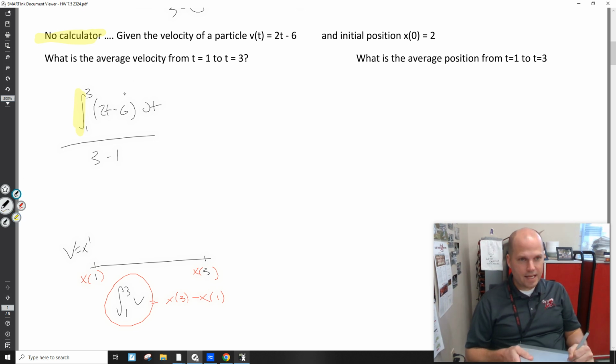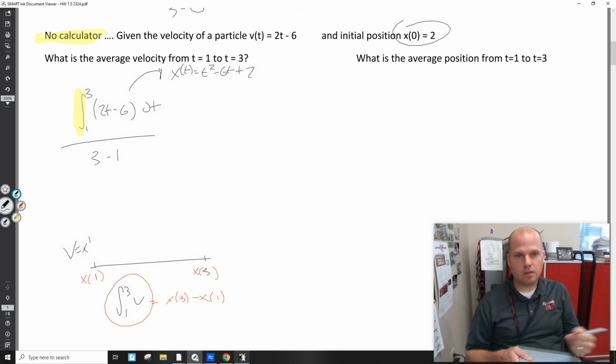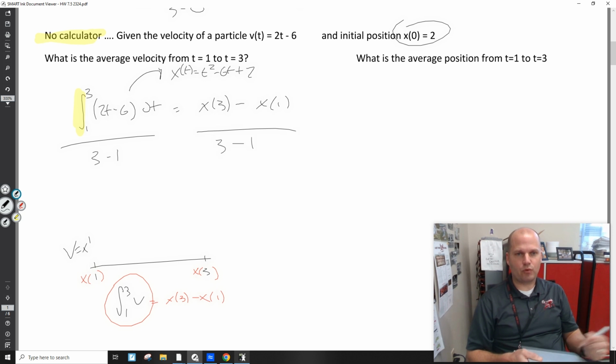So you get the antiderivative of velocity, which is your position function, t squared minus 6t plus c. But if you have an ability to find said c, find it. It won't hurt you. It won't even help you, honestly, but it might be useful later. I then say this is position at time 3 minus the position at time 1, and then I'm going to divide that by 3 minus 1.